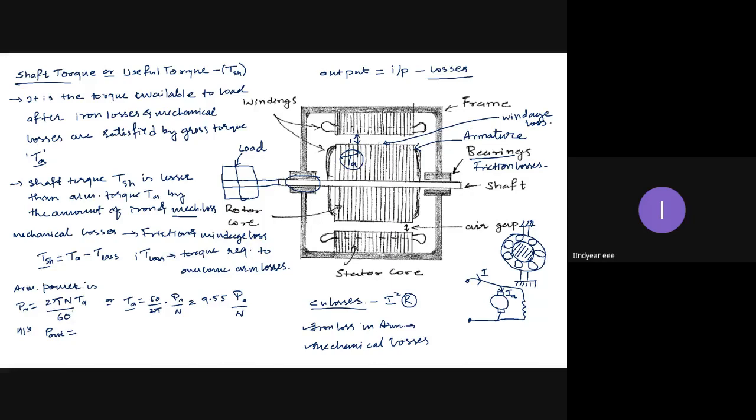So I can write P out is equals to 2 pi n by 60. Which torque should come now here? PA is the armature power, therefore armature torque. P out is the output power, therefore output torque, TSH. TSH is equals to 9.55 P out divided by N. So this is the shaft torque, in Newton meter.